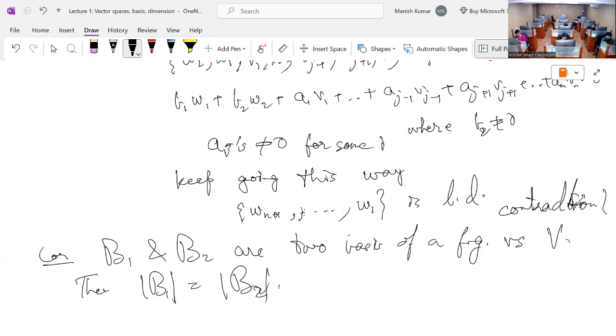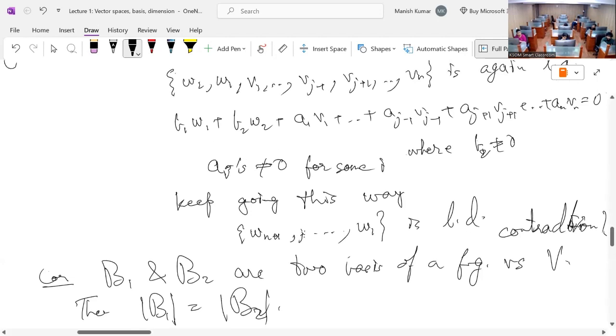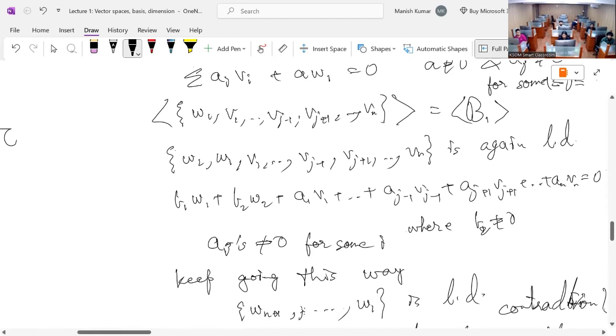So before going to this corollary, is it clear why one of these AIs will be non-zero? See, if all the AIs are zero, then that will tell you that W1 is linearly dependent with W2. So that can't happen. So one of the AIs must be non-zero. And once one of the AIs is non-zero, you replace that VI, because you can write that VI as a linear combination of the other guys. So you can remove it and the span will not change again. It will be the same B1.